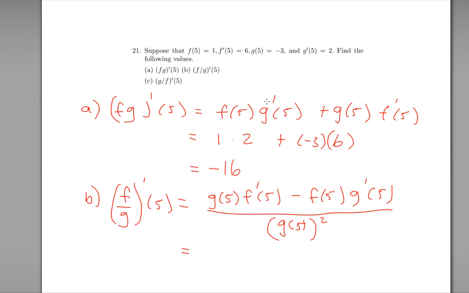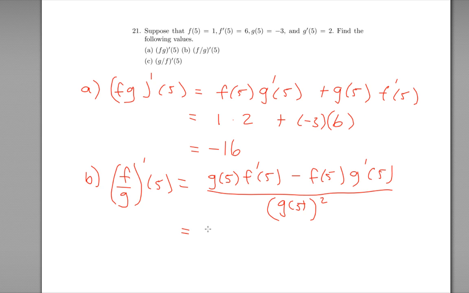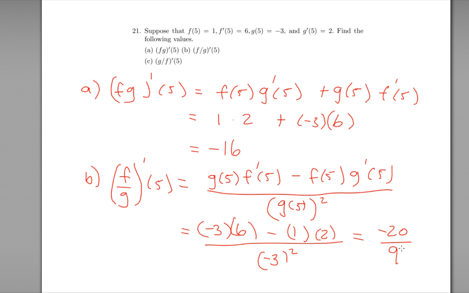g at 5 is negative 3. So this should be negative 3. The derivative of f at 5 is 6. Minus f at 5, which is 1, times the derivative of g at 5, which is 2. I should divide by g at 5 squared. What is g at 5? Negative 3 squared. So if we add all of this up, you have negative 18 minus 2, that's negative 20, divided by 9.